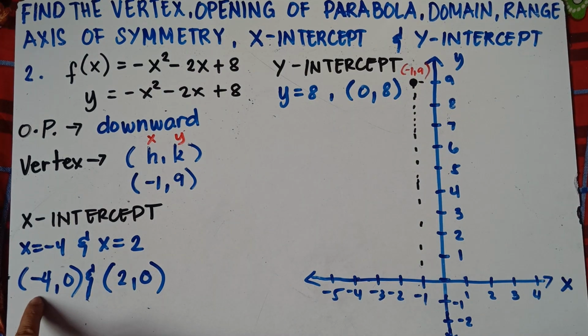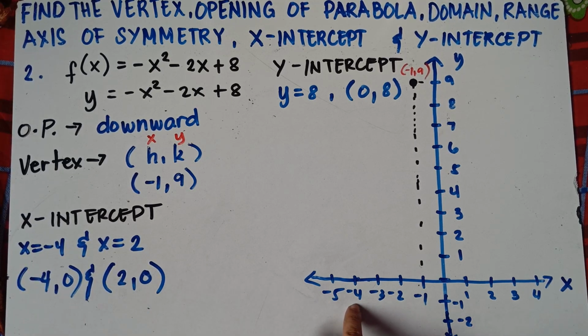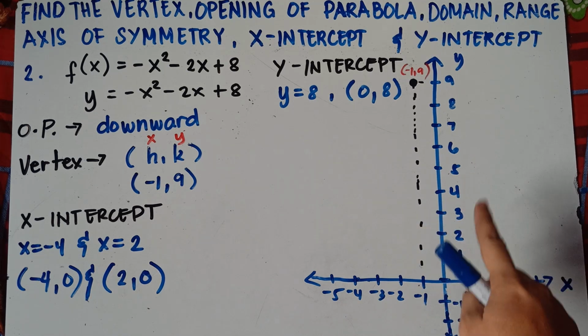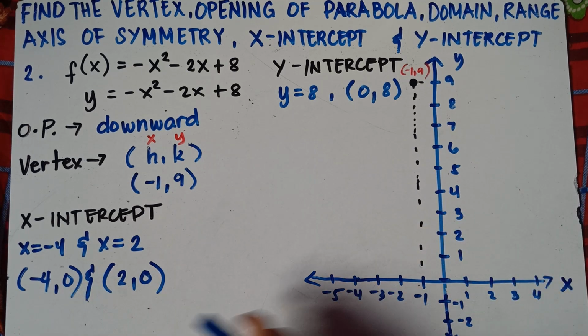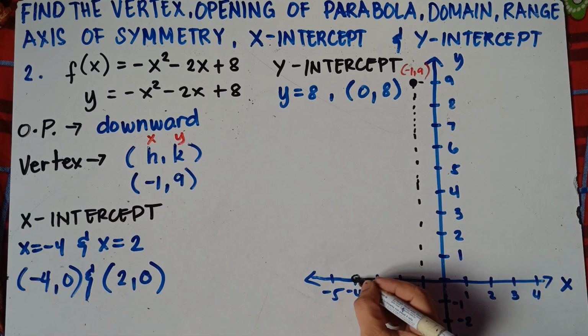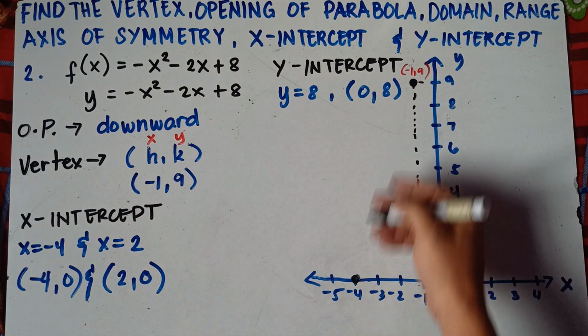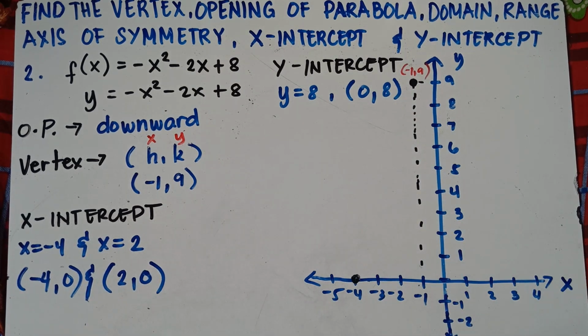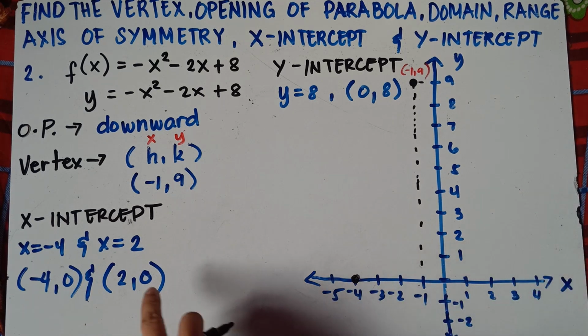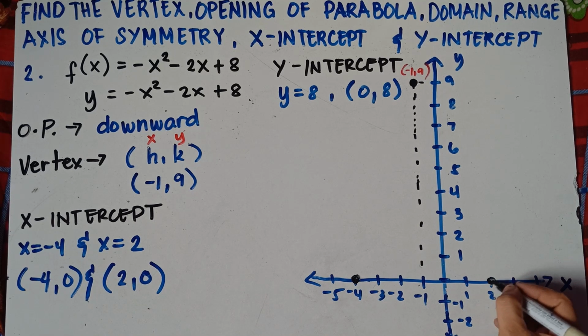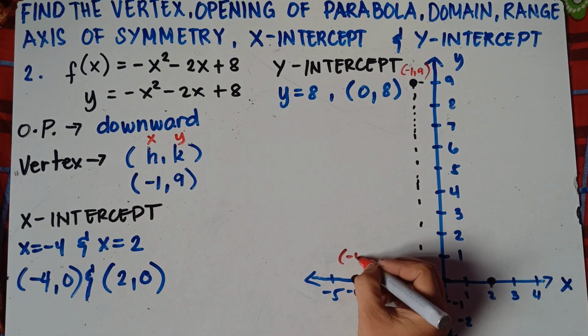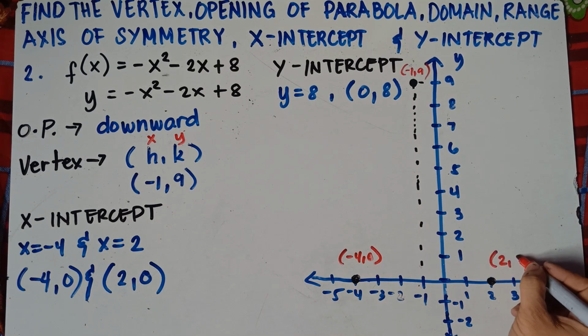And the x-intercept is -4, then 0. So -4 for x, then 0 for y. Once again, if it's 0 for y, you will not move up and down. Now since this is -4, this will be our point, class. Therefore, your graph will pass through these points. And we have 2, then 0. So +2 for x, then y is 0. You will not move up and down since your y is 0. And +2 for x, so this will be your point. So this is -4, 0, and this is +2, then 0.